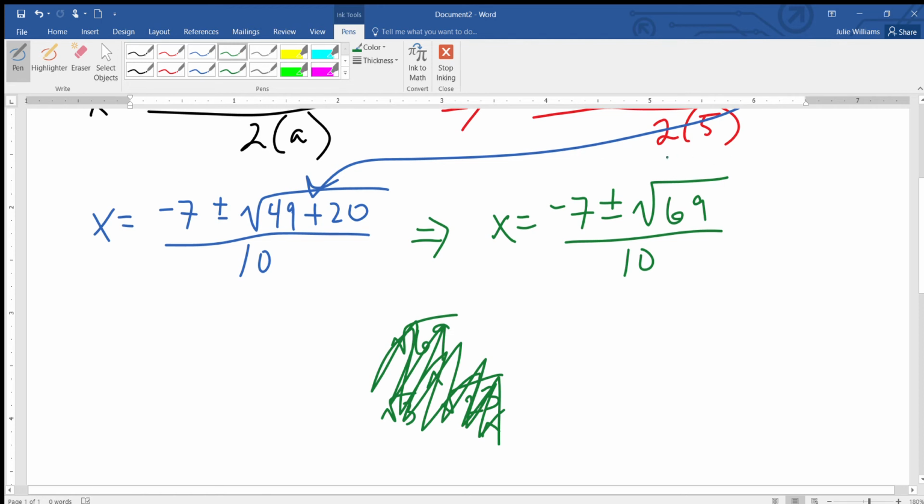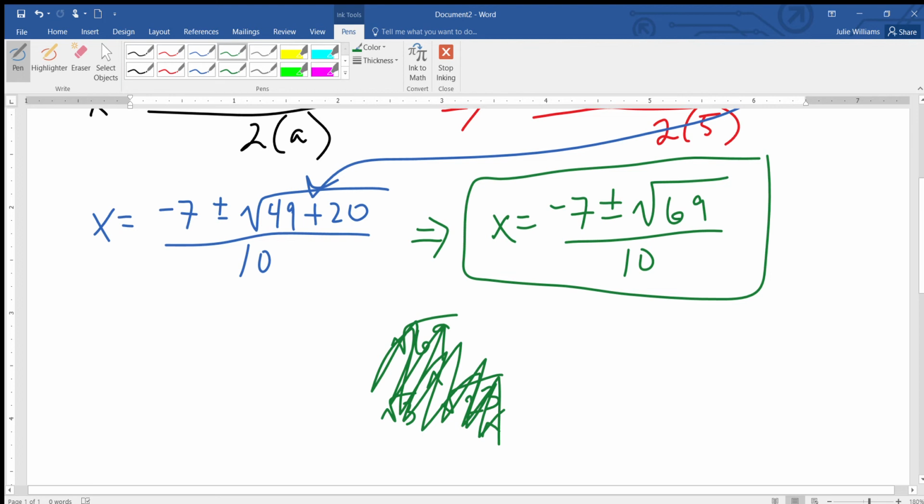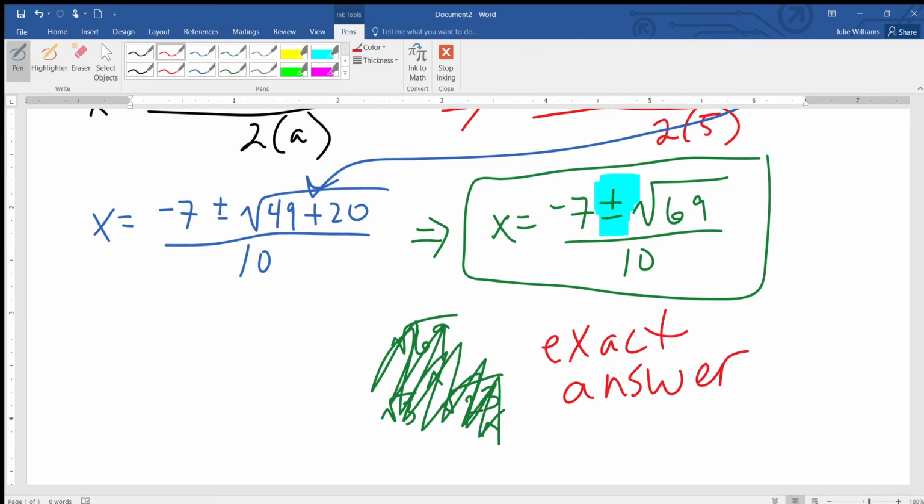So this is how we leave our answer. x is equal to negative 7, make sure you have this, plus or minus the square root of 69 over 10. And you leave it like that. This would be what's called an exact answer, because the square root of 69 is exact. It doesn't have an estimation of any sort.